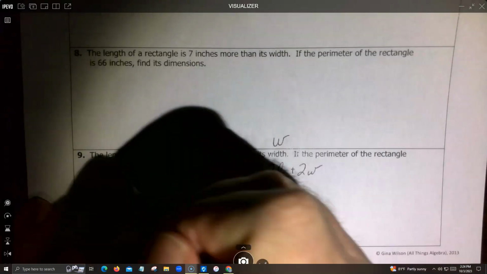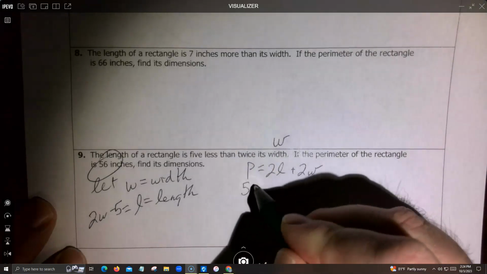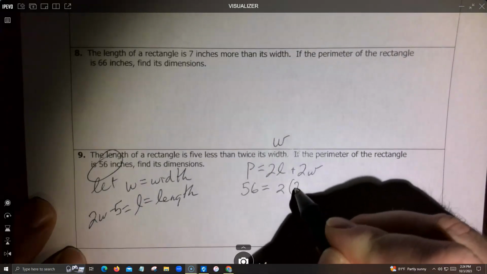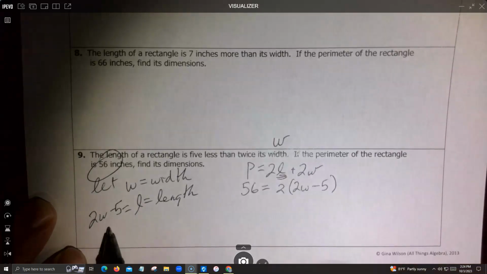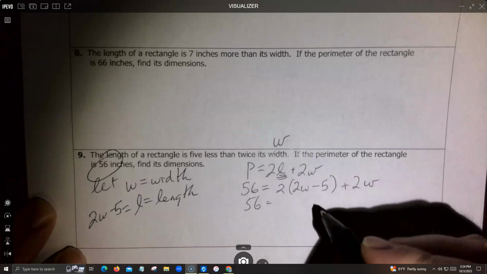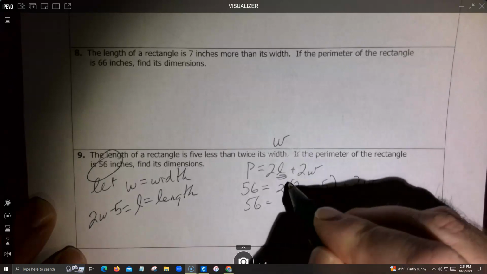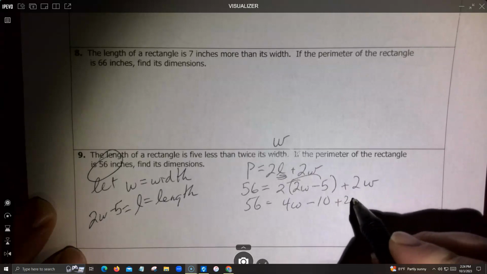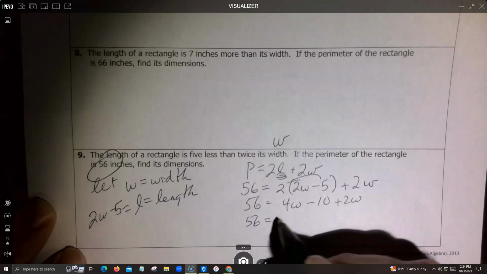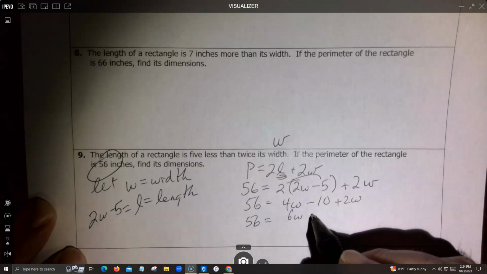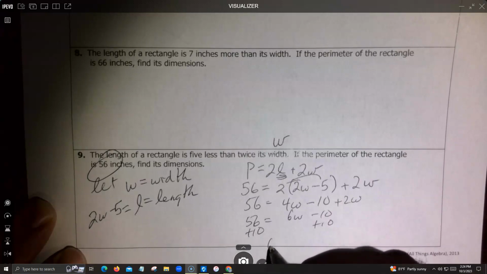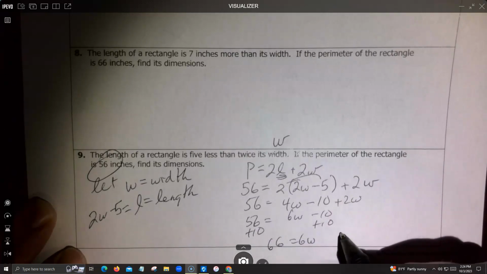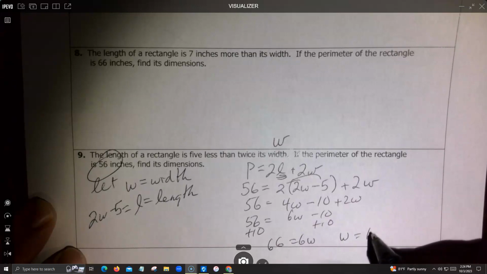We know that the perimeter is 56. So 56 equals 2 times (2w minus 5). Again, in place of L, I'm putting this, plus 2w. All right, 56 equals 4w minus 10. Remember, you have to distribute the 2 to both things. Plus 2w. 56 equals 6w minus 10, combining like terms. Adding 10 to both sides gives us 66 is equal to 6w. So w equals, when you do the division, 11.